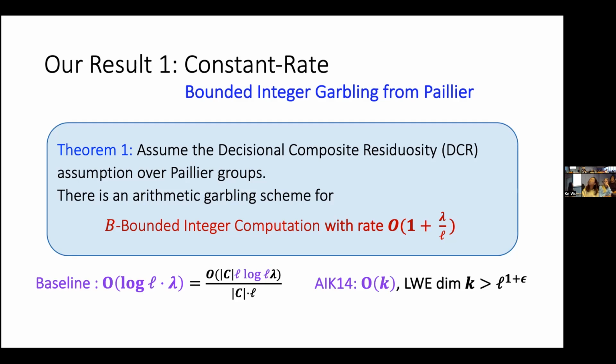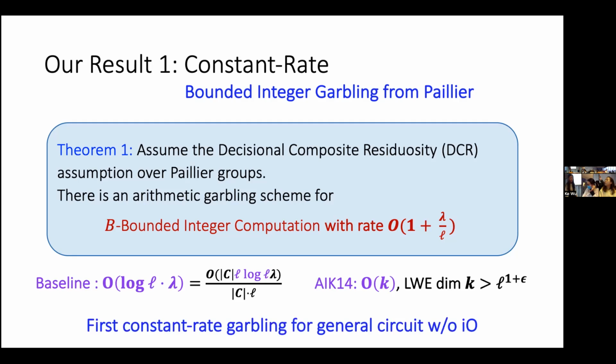Comparing with the baseline, either you'll have log L times L, or the AIK solution has the rate which scales with the LWE dimension. Okay, so it's to the best we know, yeah.